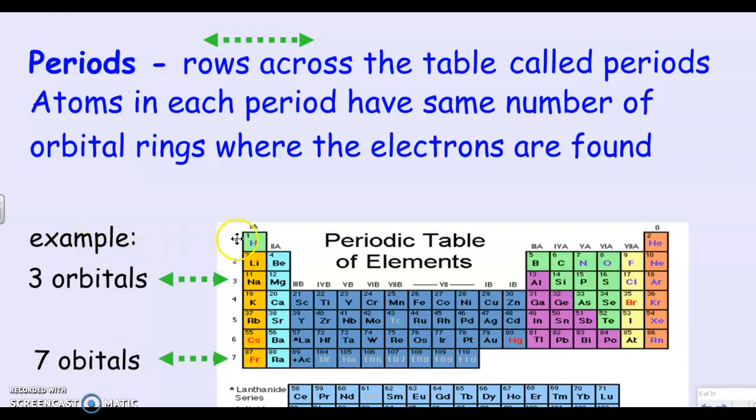Let's do an example. Every atom in the first period here, which is just hydrogen and helium, have one electron orbital or one ring. Everything in the third row or third period has 3. As we go down, 4, 5, 6, all the way to 7. These two rows down here are actually a continuation of the periodic table's 6 and 7 row, so these are also 6 and 7 orbital rings.